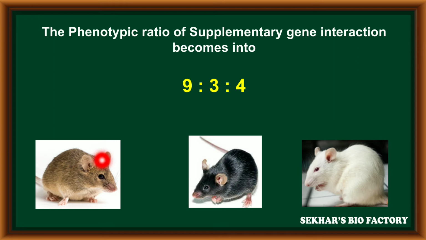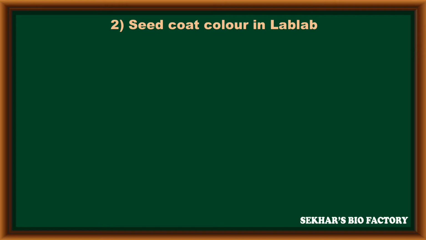Out of 16, 9 are with agouti coat, 3 are with the black coat, and 4 are with the albino coat. It is a result of supplementary gene interaction. In a similar way, when we take a second example, that is seed coat color in lab, that is bean.